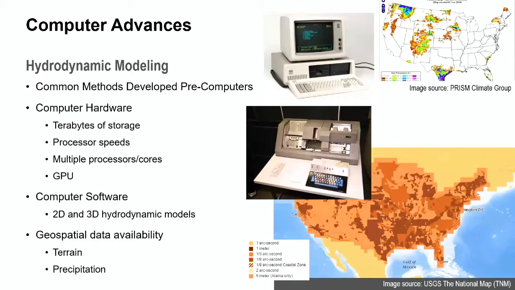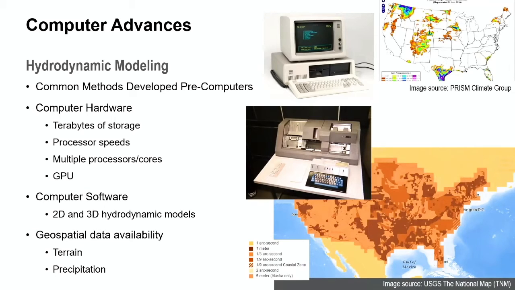So let's talk about computer advances. Hydrodynamic modeling. Common methods of hydrologic transformation, these were all developed pre-computers. You saw that slide with the history in the 30s, 40s, and as far back as 1886, when we didn't have very sophisticated systems. The computer hardware has gotten much, much better. We have terabytes of storage, we have very fast processors, we have multiple processors and cores. Some software is using graphical processors.